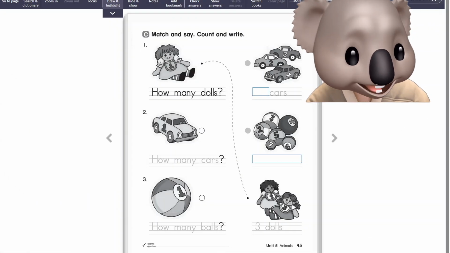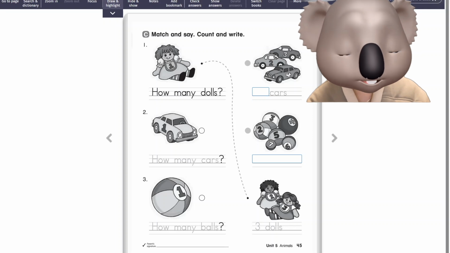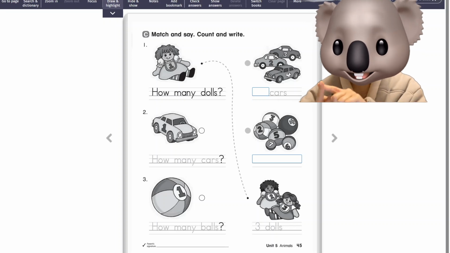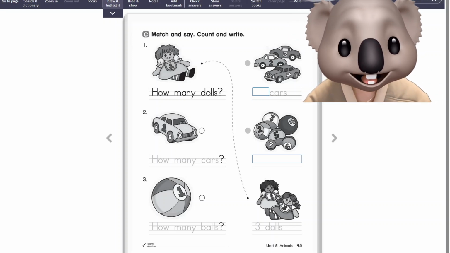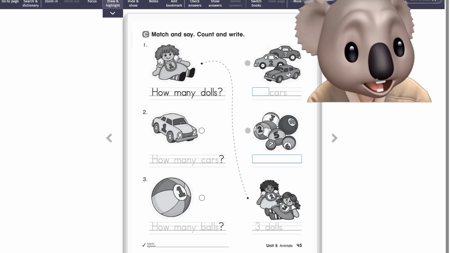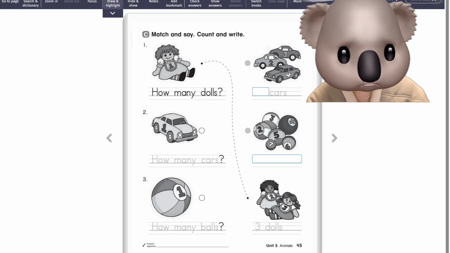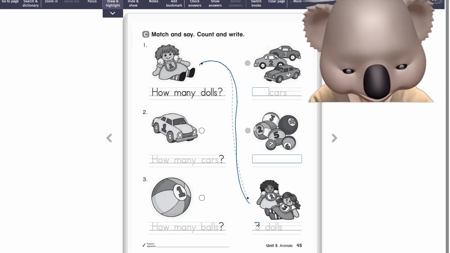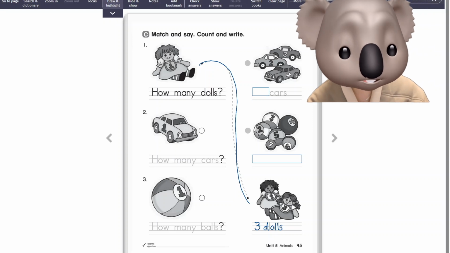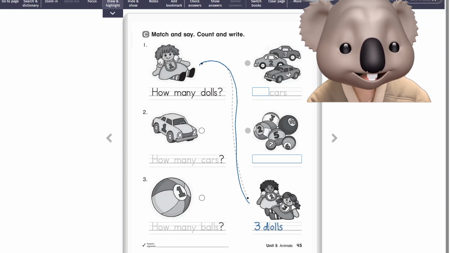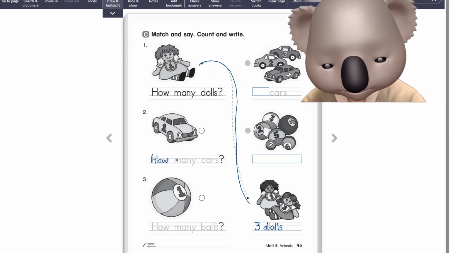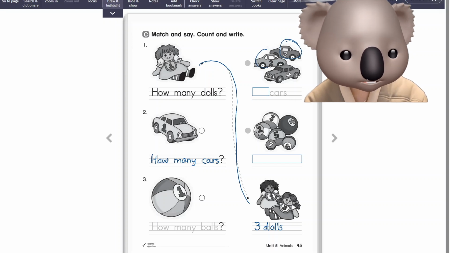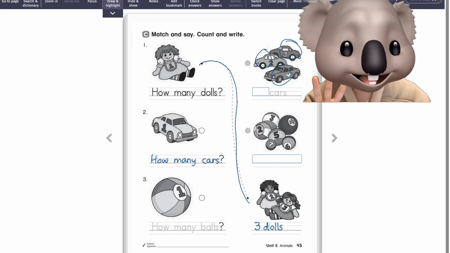On our last page, page 45, we're going to match and say. We're also going to count and write. Ready? In number 1, how many dolls? 3 dolls. Let's write. Number 2, how many cars? Let's write. How many cars? 1, 2, 3. 3 cars.